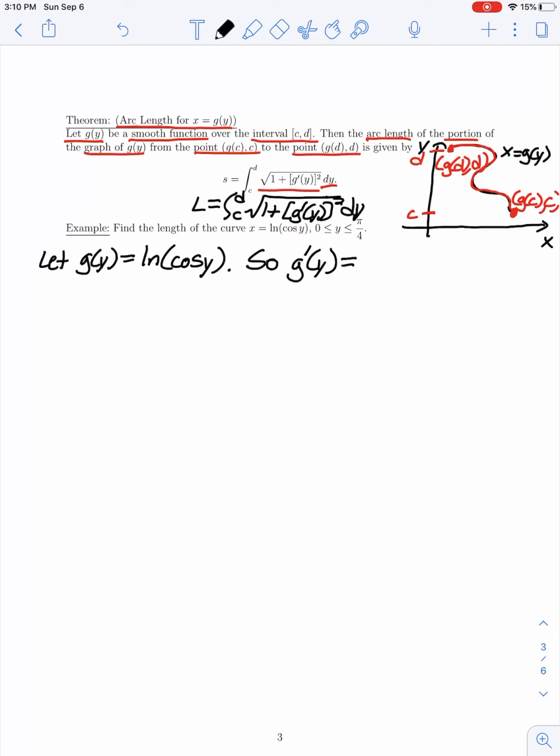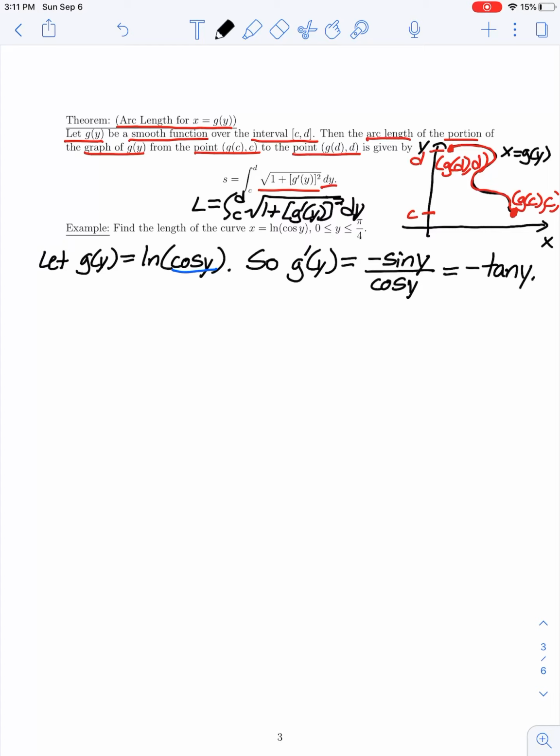By the chain rule, recall that the derivative of the natural log of a function is given by a quotient where the numerator is the derivative of the inside function. Here the derivative of cosine y is negative sine y. And then we divide by the inside function, cosine y. So here we have negative sine y over cosine y, or we can simplify this as negative tangent of y.